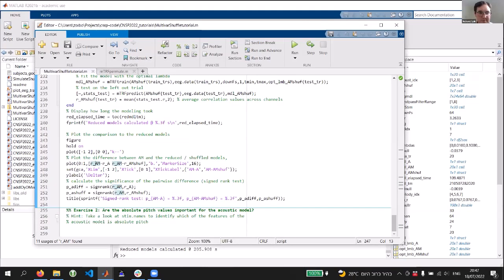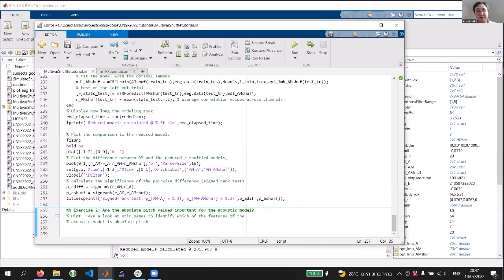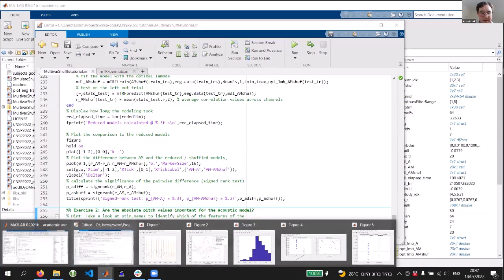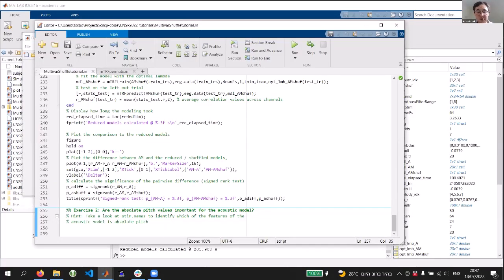So I don't want to take up too much more time, but I have another exercise to run the same type of analysis, but look at whether the absolute pitch values, which were these yellow ones, significantly contribute to the acoustic model. So when you get to these exercises, feel free to email me or message on Slack, and I can address questions. And maybe at the end, we can address questions later.